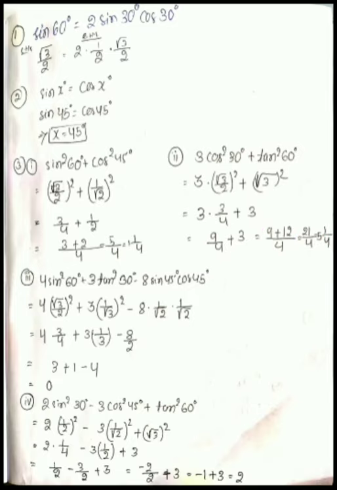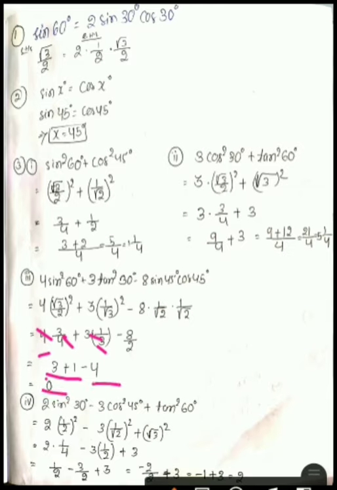Okay, now number 3, 4 sin square 60 degree plus 3 tan square 30 degree minus 8 sin 45 into cos 45. So 4 sin square 60, that means root 3 by 2, and tan 30, it is 1 by root 3, sin 45 is 1 by root 2 and cos 45 is 1 by root 2. Okay, put all the values, then you will get 3, because 4 and 4 will be cancelled out. Okay, 3 and 3 will be cancelled out. You will get 3 plus 1 minus 4, that is 4 minus 4 equal to 0.